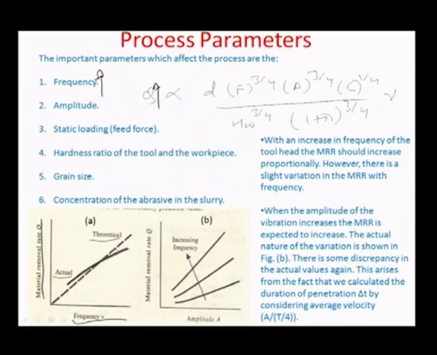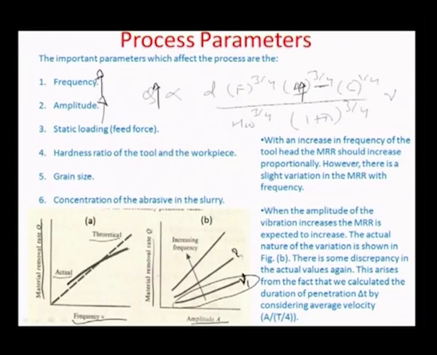So is the case with amplitude. As you may recall, if amplitude increases, A to the power 3 by 4 is proportional to Q, the MRR, material removal rate. Therefore any increase in amplitude would also record an increase in the Q value, which is true here. As you see in one of the cases, for a certain frequency, let us say nu1, for an increase in the amplitude, there is a recorded increase in the material removal rate.